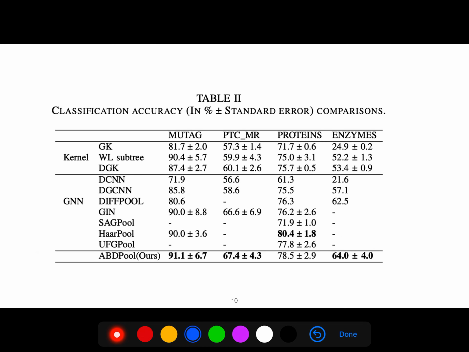They also compare it with the kernel methods. And their method has improvement, for example, on MUTAG. For MUTAG, diffpool gives 80%, so adding attention gives 10% more. Adding hard clustering, they showed that it creates 10% better accuracy.